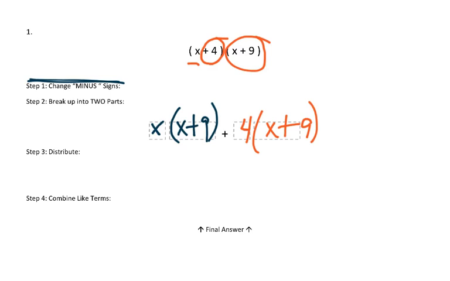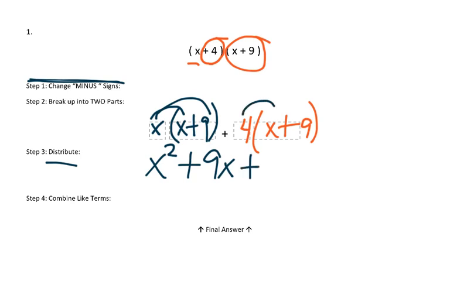So next step, step 3 says distribute. X times x is x squared. X times 9 is 9x. Then I'm going to bring down my plus sign, and then 4 times x is 4x. 4 times 9 is 36.